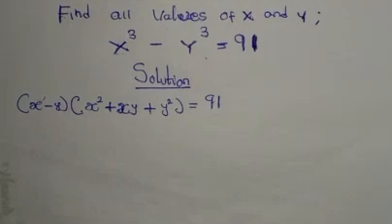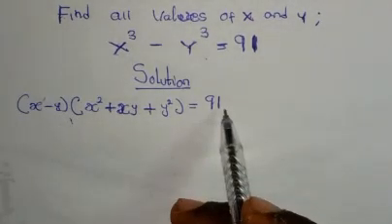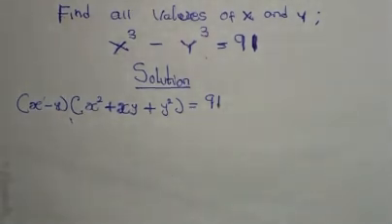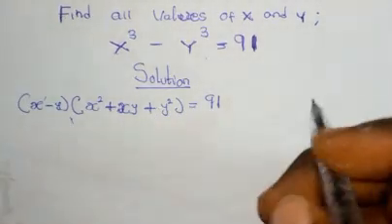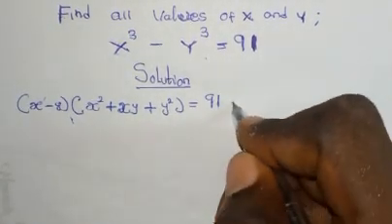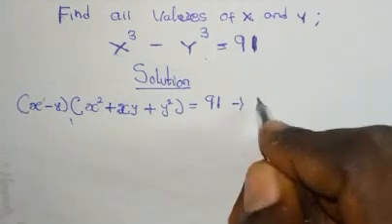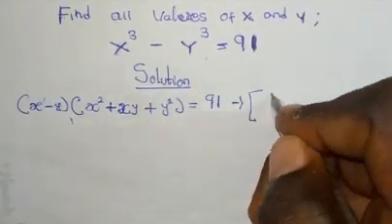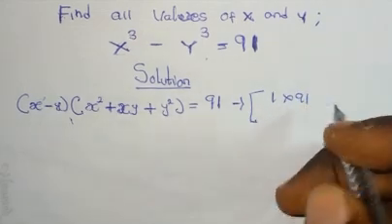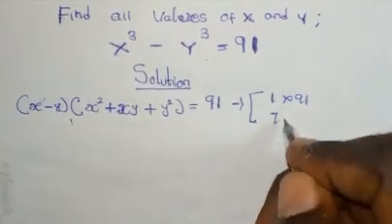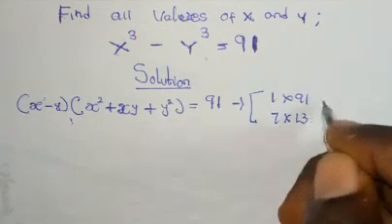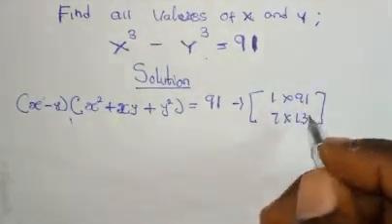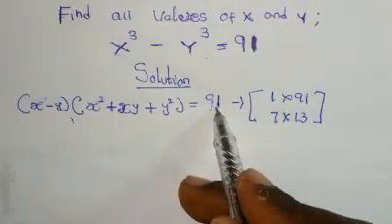So now let's separate this. 91 is the same thing as 91 times 1, and 91 is the same thing as 13 times 7. So we have two pairs of numbers that I can use to replace 91, which is 1 times 91 and also 7 times 13. Both of these still give us 91.